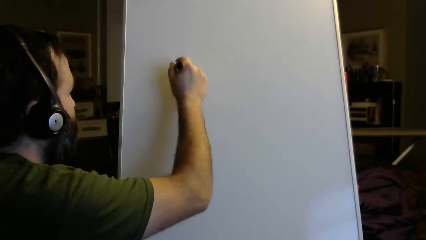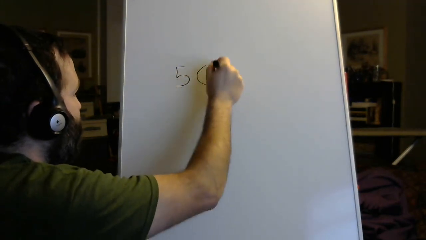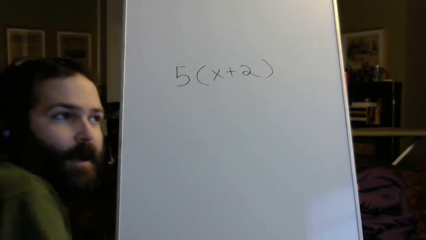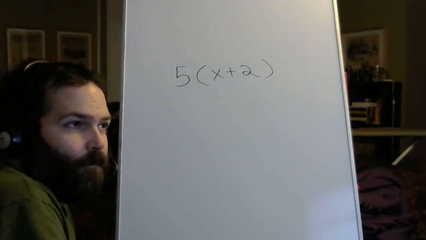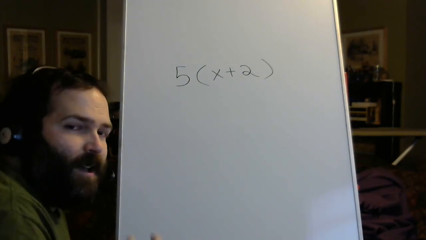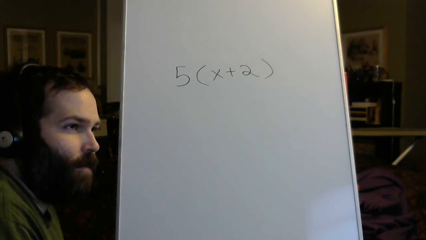Alright, in this video I'm going to talk real briefly about the distributive property. Now in algebra, the distributive property is a very fundamental property that you're going to be using over and over again. So let me go ahead and write down a sample problem real quick. Alright, there we have 5 times x plus 2. Now the distributive property is going to help us solve these types of problems.